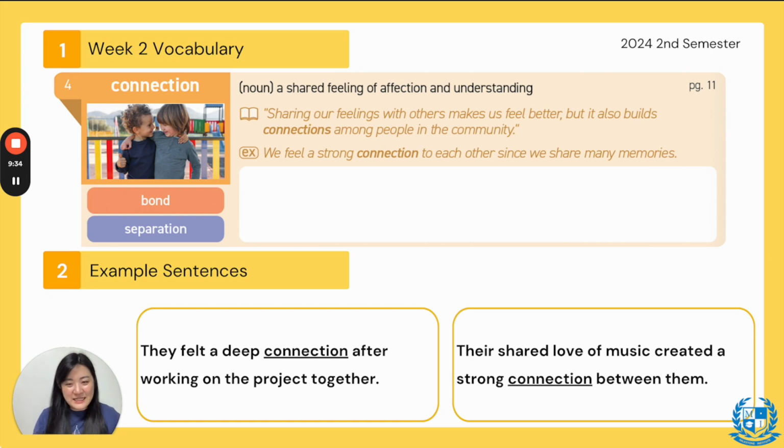Great. Let's look down here. It says they felt a deep connection after working on a project together. So maybe these two students didn't know each other. They weren't friends or anything, but after working on this project together, they decided, we made a good connection. We can be good friends after this. Next one. It says their shared love of music created a strong connection between them. So say that I like jazz music, and then you like jazz music, and we're talking about jazz music forever, and we're like, I feel a good, strong connection between us because we both like the same thing.